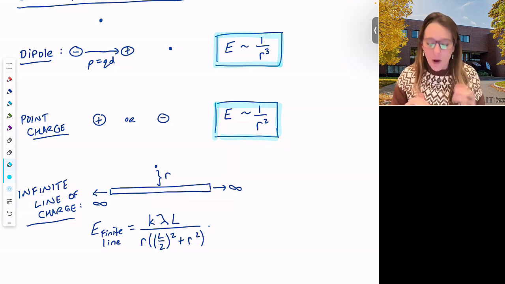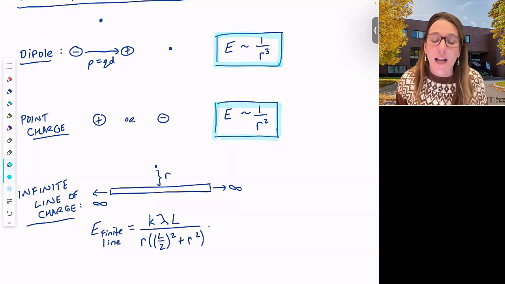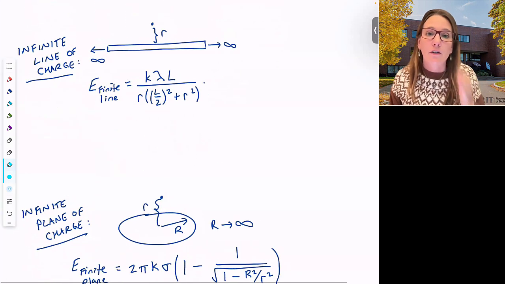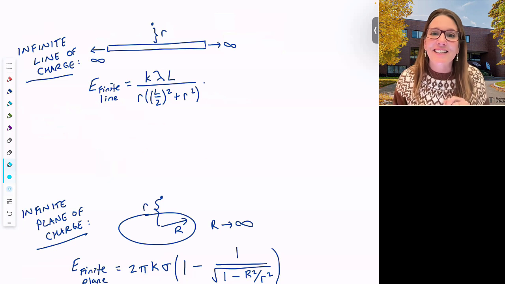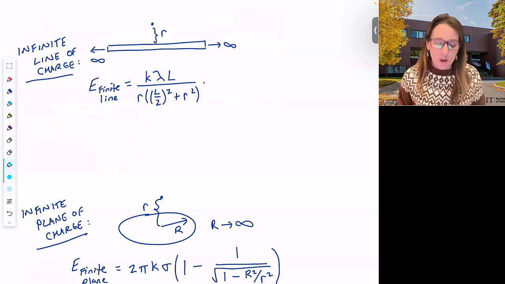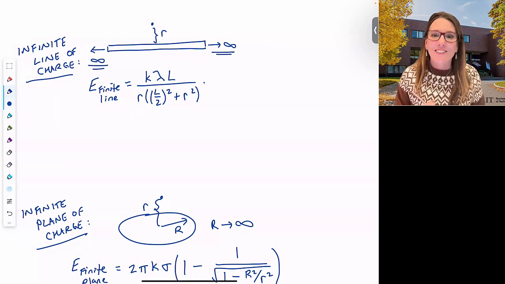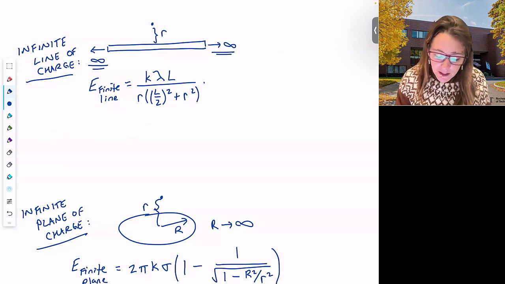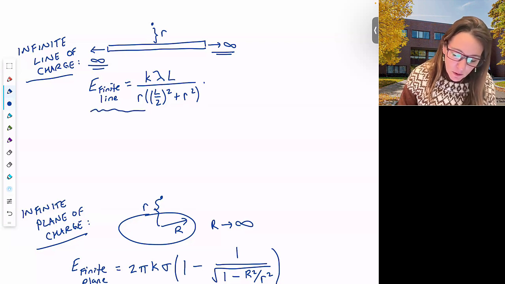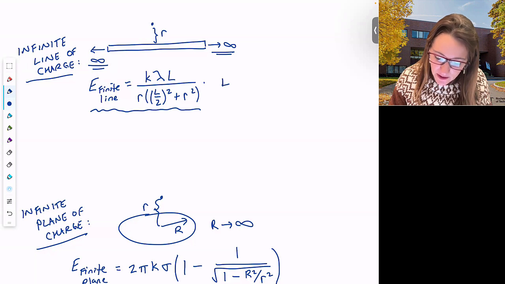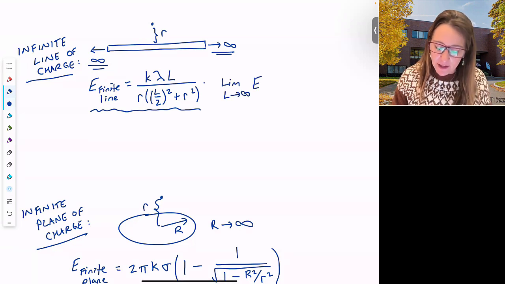And so then what we did is we calculated the electric field from a line of charge. We actually haven't looked at it for infinity yet. We've really only looked at it for a single finite line of charge. But what happens now if the length goes to infinity? If the length goes to infinity, we can take this result for a finite line, and then take the limit as L goes to infinity of this electric field.